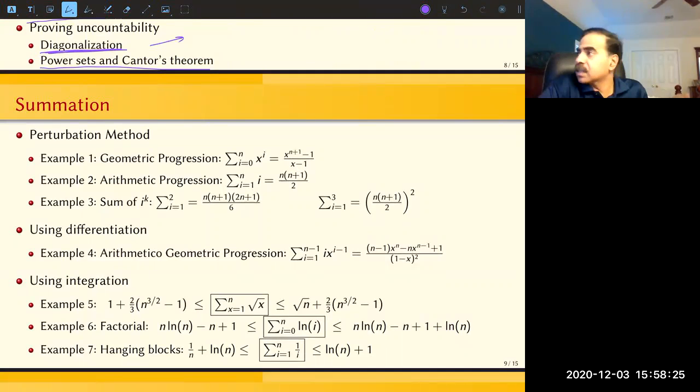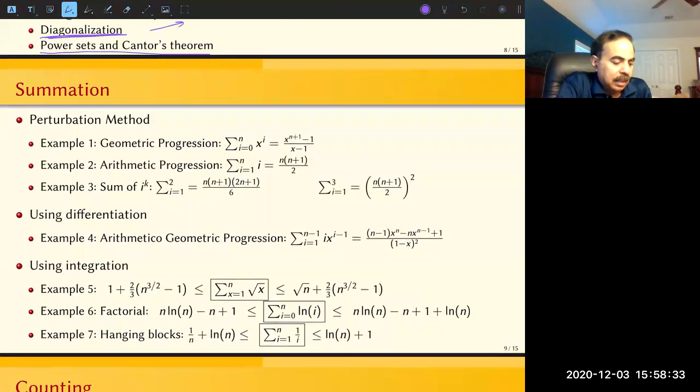So that's all the material, I guess, that we covered before the first midterm. And after that, we looked at summation techniques. The material after the first midterm is a little bit more recent, so I'm going to summarize the material more quickly.